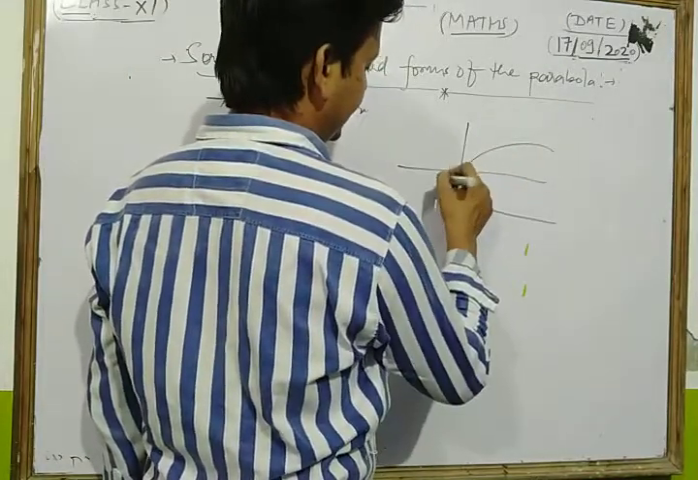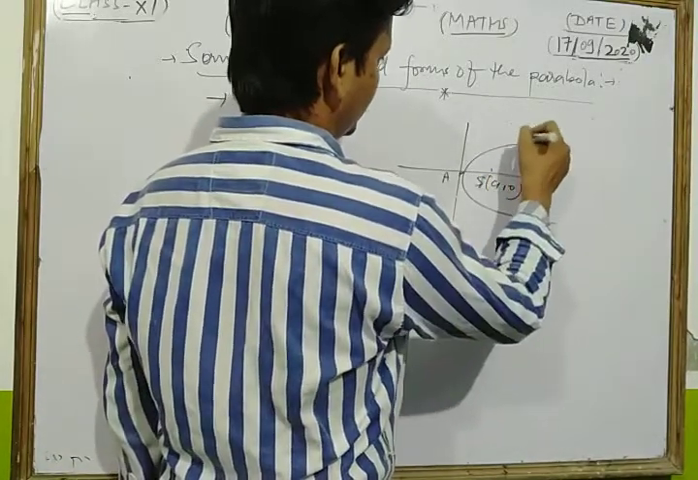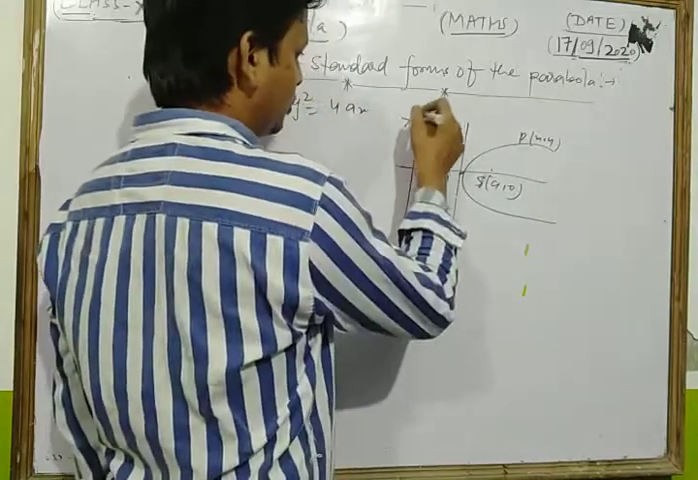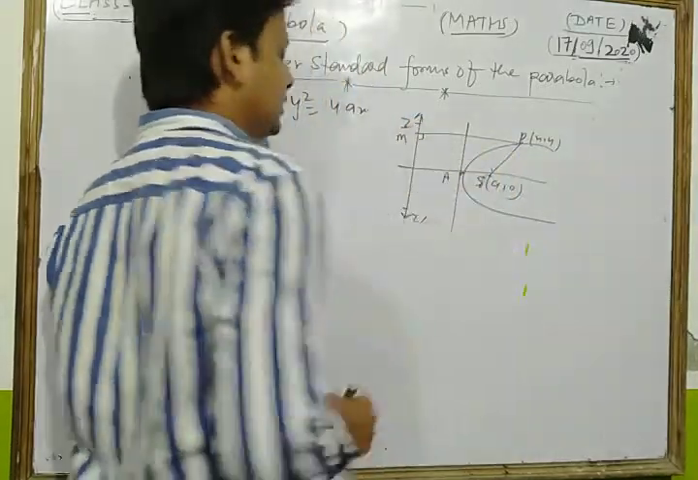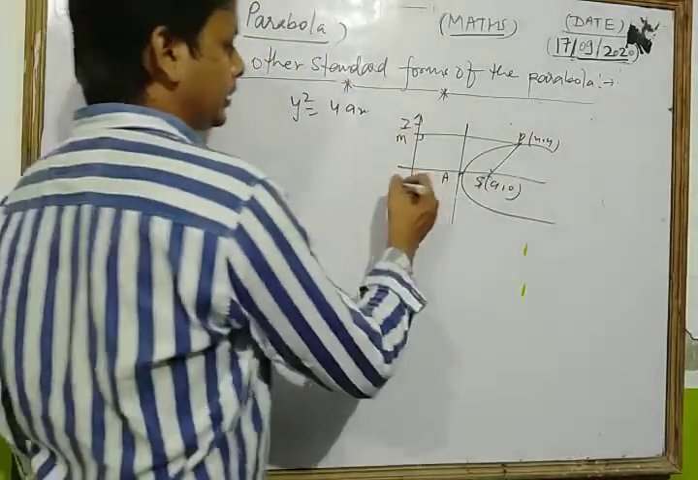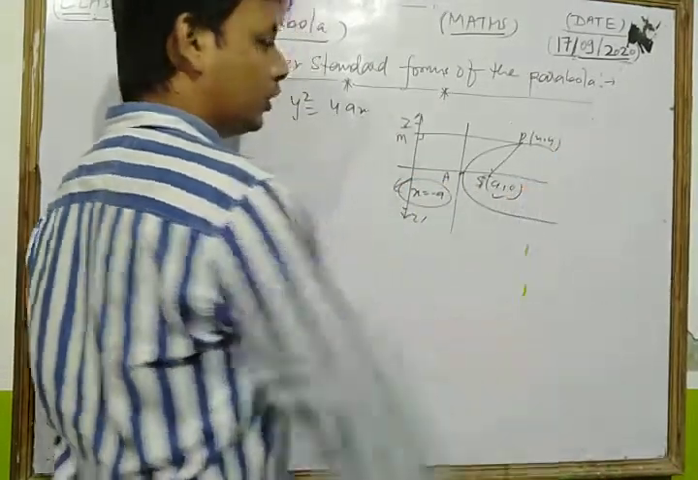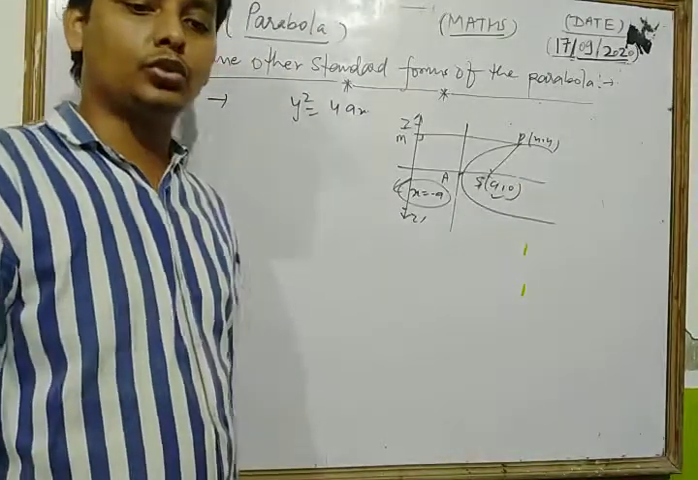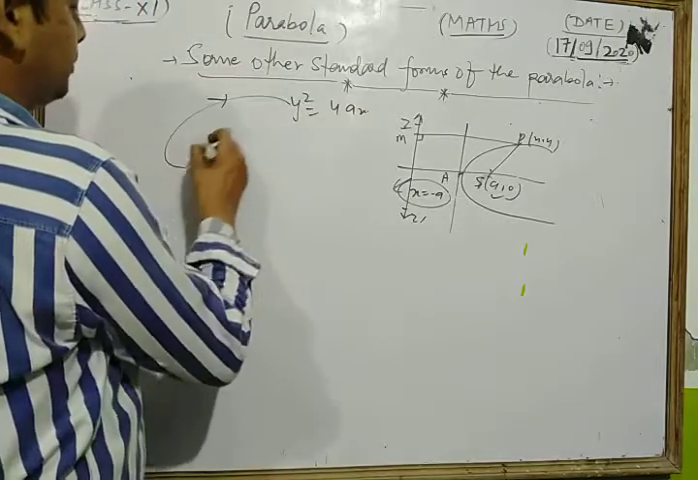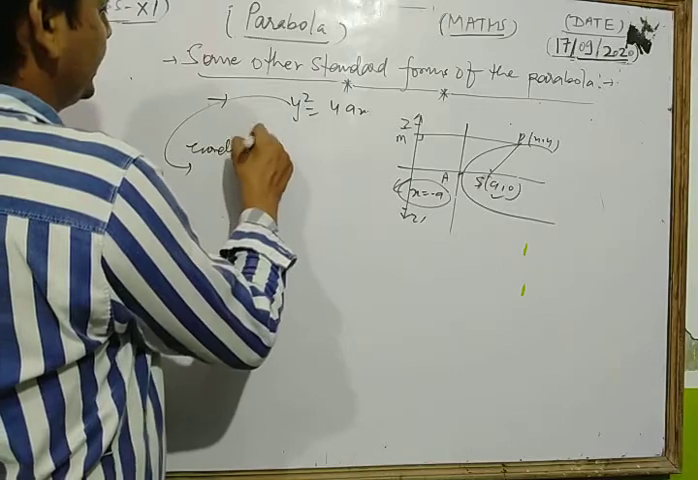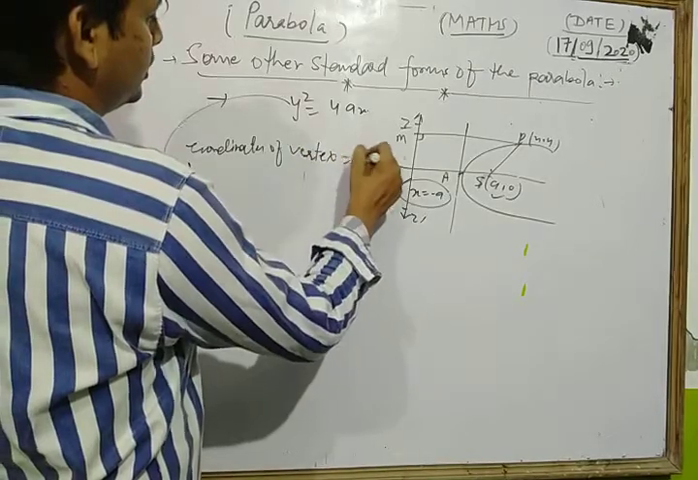This is the right hand parabola, this is the vertex A, this is the focus. The coordinate of the focus is (a, 0). This is a point (x, y) on the parabola. This is the directrix of the parabola, and this is the perpendicular. The equation of the directrix is x is equal to minus a, and the coordinate of its focus is (a, 0). The coordinates of the vertex are (0, 0).